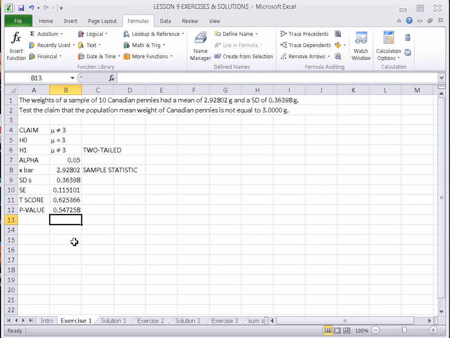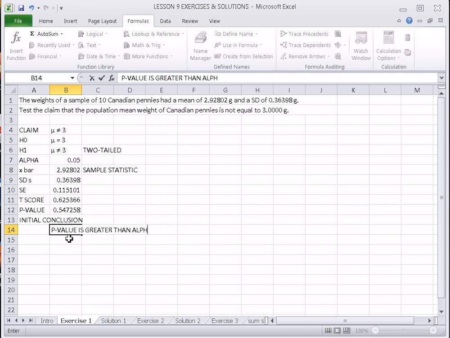Now that is very large, right? That's like greater than 50%. That is obviously large. So for the initial conclusion, we see that the p-value is not smaller than alpha, but greater. So the p-value is greater than alpha, so do not reject the null, do not support the claim.